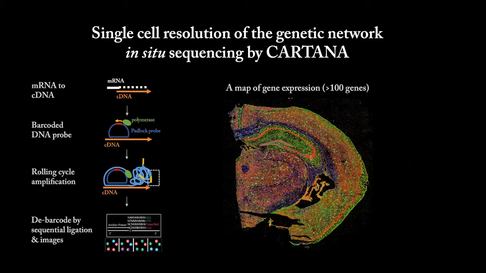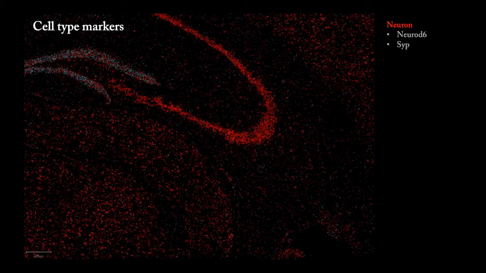So in situ sequencing, in collaboration with Cartana, allows us to get pixel-resolution gene expression that can detect more than 100 genes on top of one section. The image shown here is the detection of PROX1, which is a landmark of the dentate gyrus. And the red spots I'm showing here are the detection of NeuroD6 or synaptophysin, which are neuron markers.